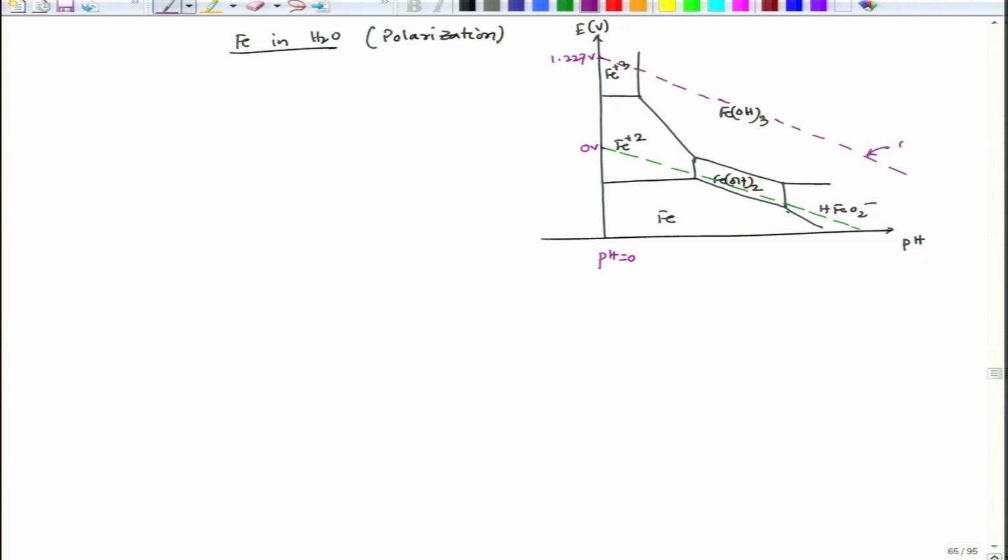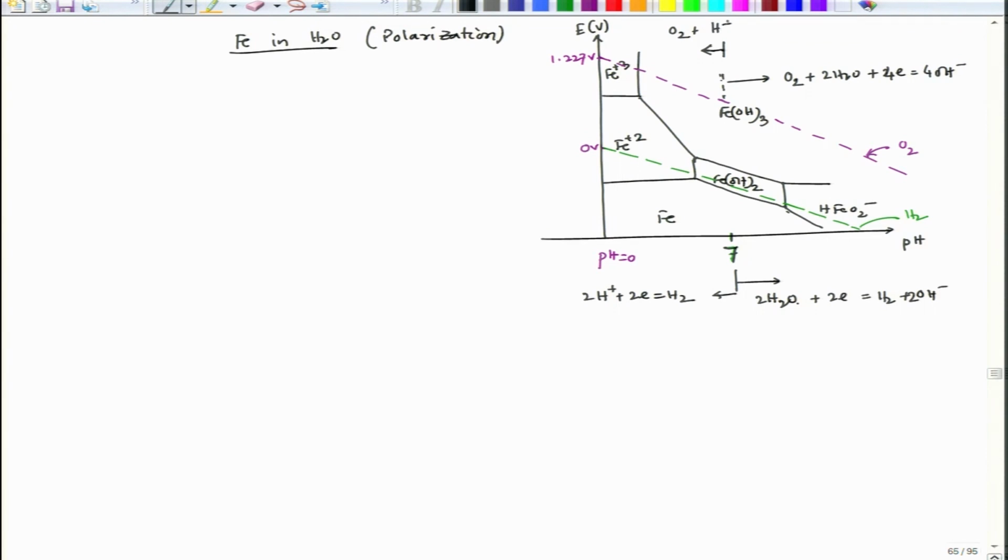So, this is the oxygen line, this line is the hydrogen line, and if we take a pH of 7, this is pH 7. Right side of it will have water reduction, and left side we have hydrogen ion reduction. And here also if we consider 7, right side will have this particular reaction, and left side of this pH will have again water reduction, but I have oxygen reduction, but it is in acidic medium.